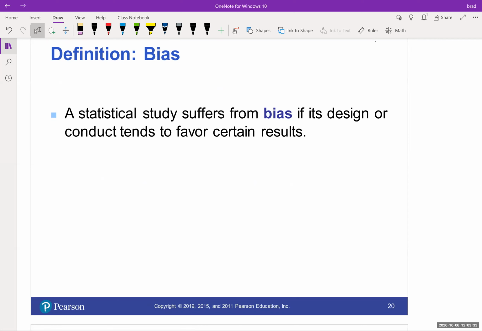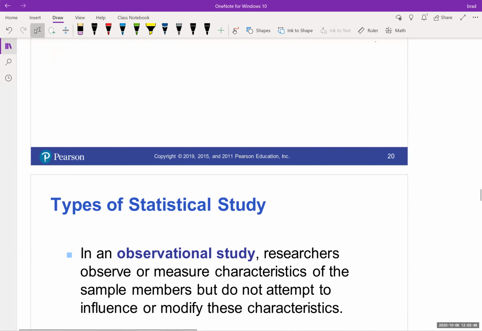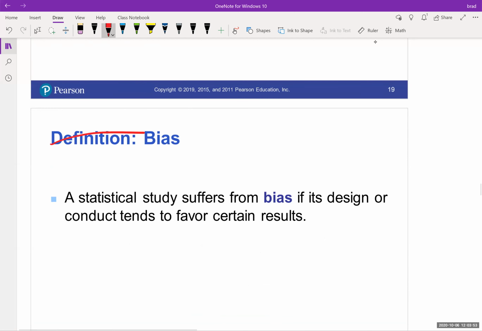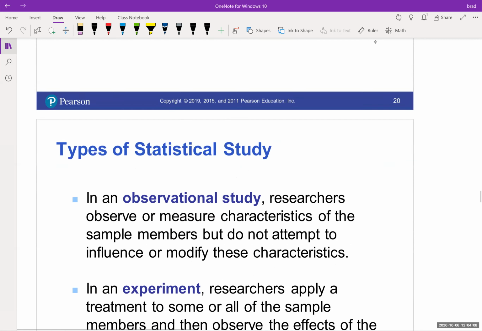Definition: bias. A statistical study suffers from bias if its design or conduct tends to favor certain results. So sometimes that is the problem with convenient sampling, it can lead to bias in your study. Okay, so you've got to be careful of that. Types of statistical studies. So we don't want bias, by the way. Bias is bad, right? We don't want that in our study. We want it to be scientific and let the facts speak for themselves and let the data speak for themselves. So bias is not something we want in our studies. This is a negative thing that we're trying to keep from happening.